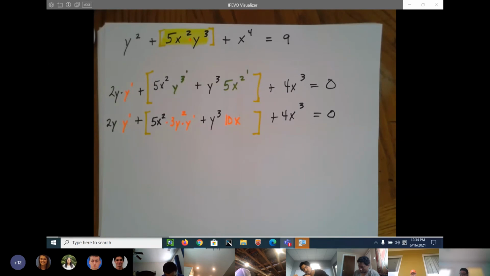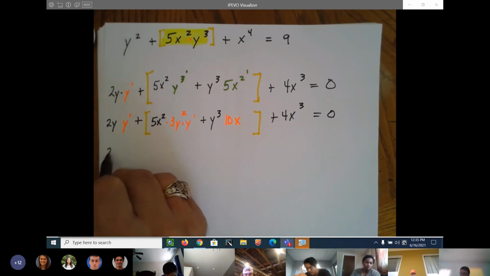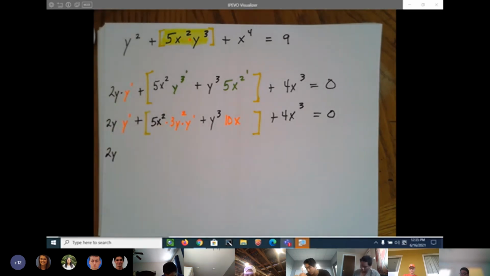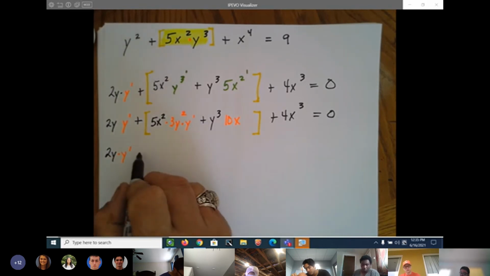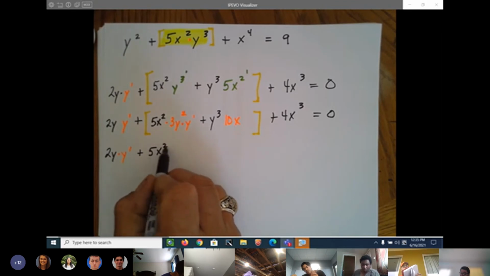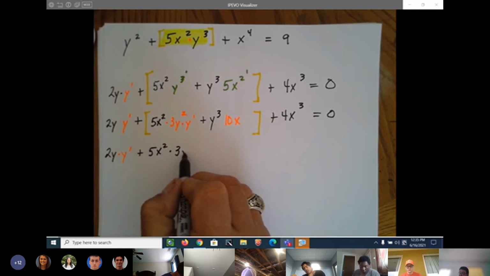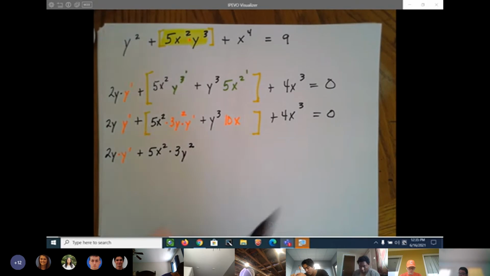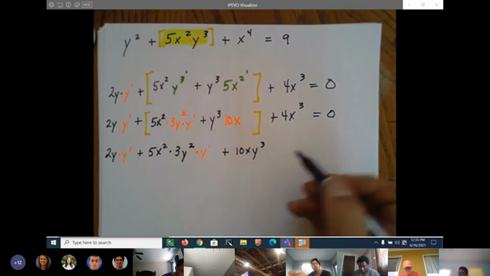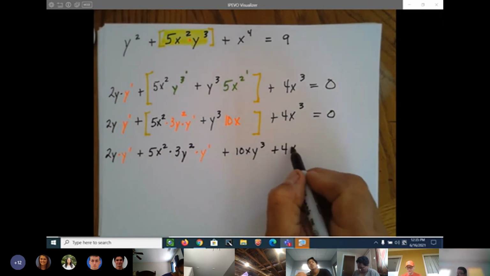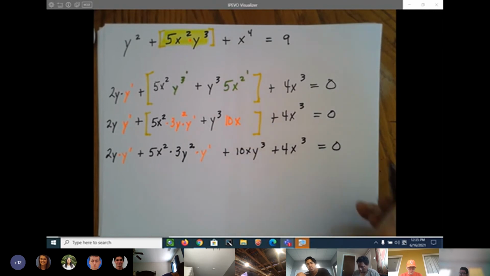So I'm going to go to black now, if y'all don't mind, except for the y primes. So 2y times y prime plus 5x squared times 3y squared times y prime plus 10xy cubed plus 4x to the third is equal to 0.